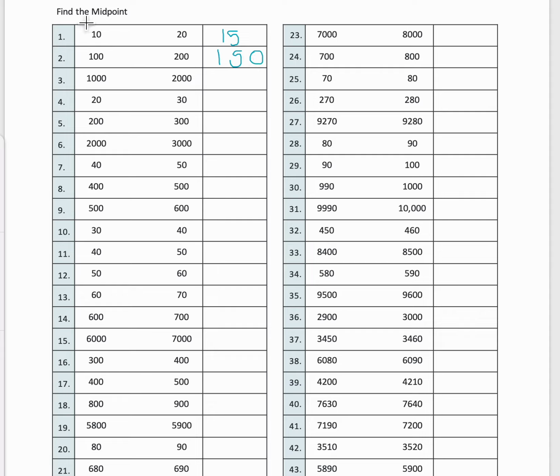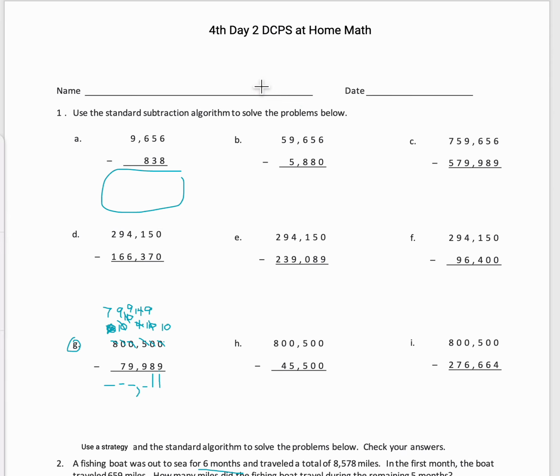Because number 1's in the tens place, number 2's dealing with the hundreds place. So if we're dealing with the thousands place, what do you think the answer would be for number 3? Okay, you're going to time yourself, see how far you can get, and then you're done with your math portion. All right, guys, I'm going to leave you to it. Good luck, and I'll see you for science.